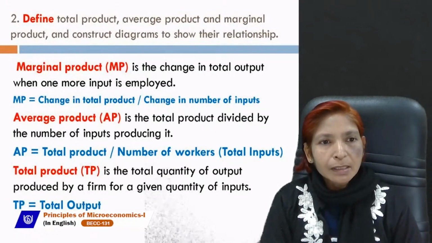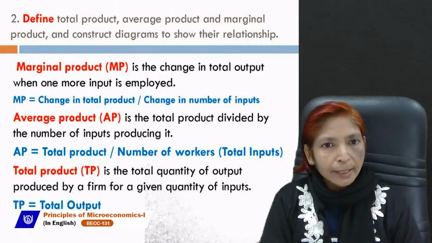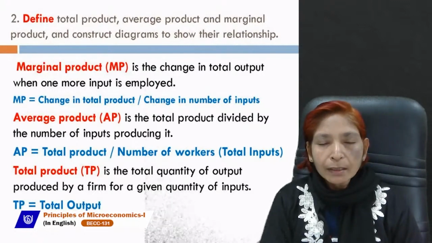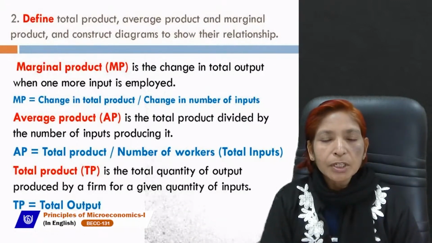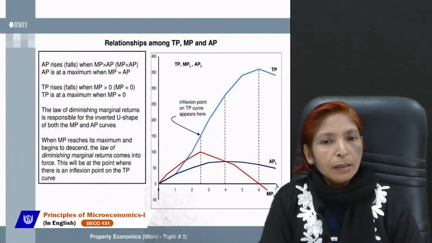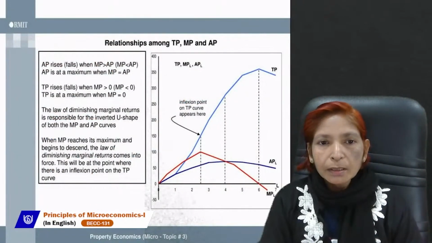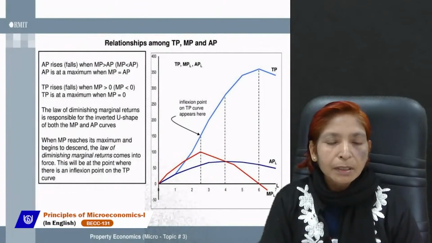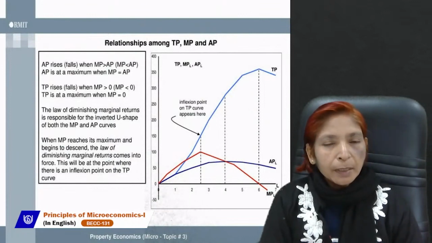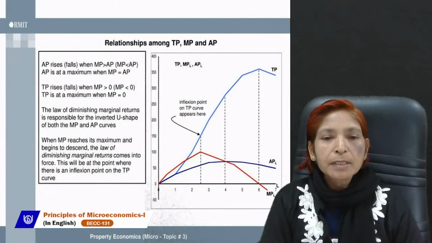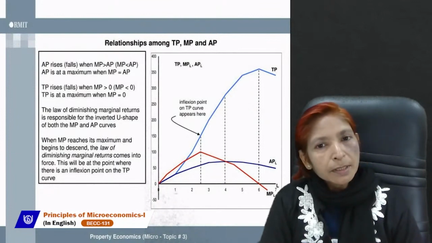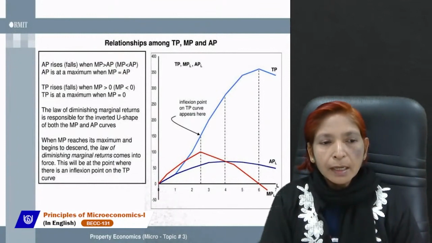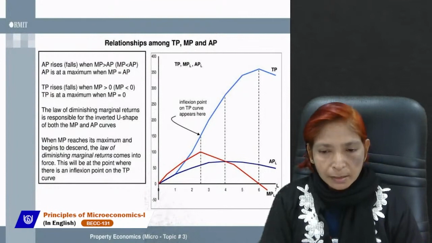With the help of these three concepts, we can show the law of variable proportion, which is known as returns to a factor, which is also known as the law of diminishing returns. Next, what is the relationship between TP, AP, and MP? These three concepts are interrelated with each other. TP represents total product, MP represents marginal product, and AP represents average product. When AP rises, then MP will also rise.